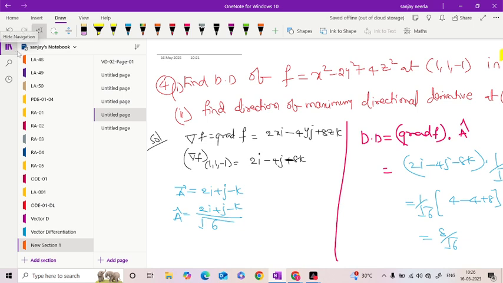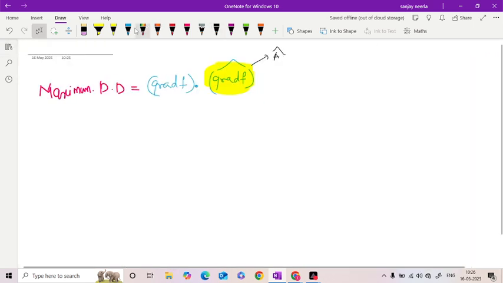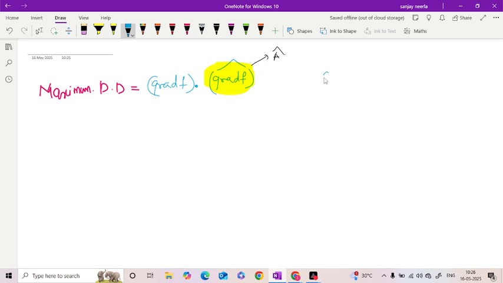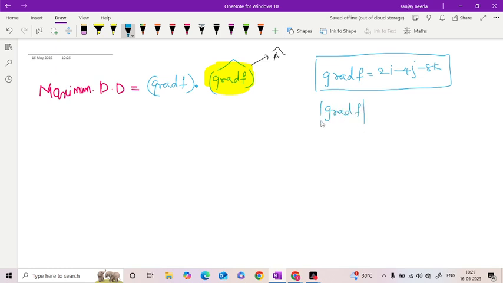Gradient of f is 2i minus 4j minus 8k. Okay, now we will use the same results. So gradient of f we already have, 2i minus 4j minus 8k, and you have to calculate the length of the vector. What is its length? 4 plus 16 plus 64, that means it is under root of 84.